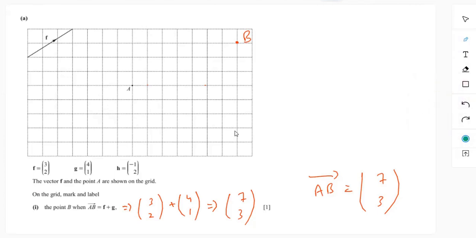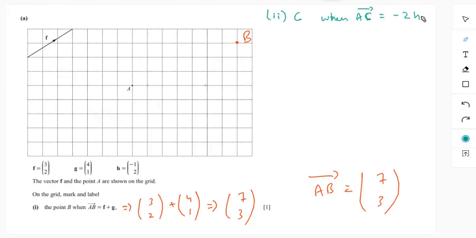Iske baad, it basically asks you to find the mark and label, just the mark and label, the point C when vector AC is equal to -2H. उसने AC दिया हुआ है, this is -2H. आपने point C mark करना है, ठीक है? C mark करना है when AC is given to be -2H.